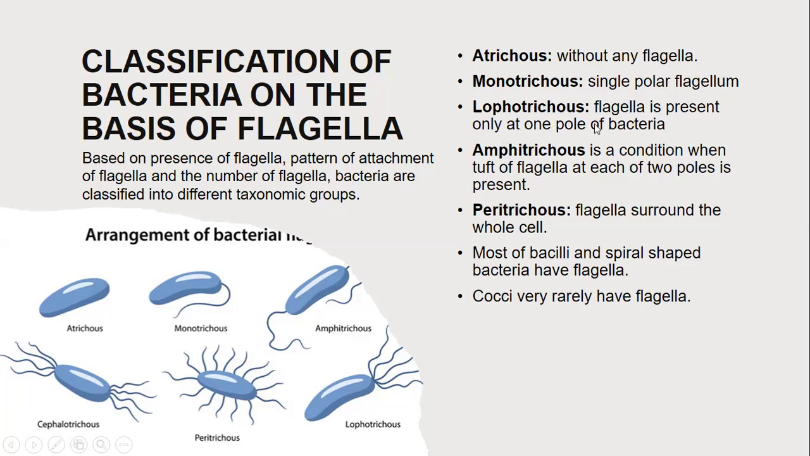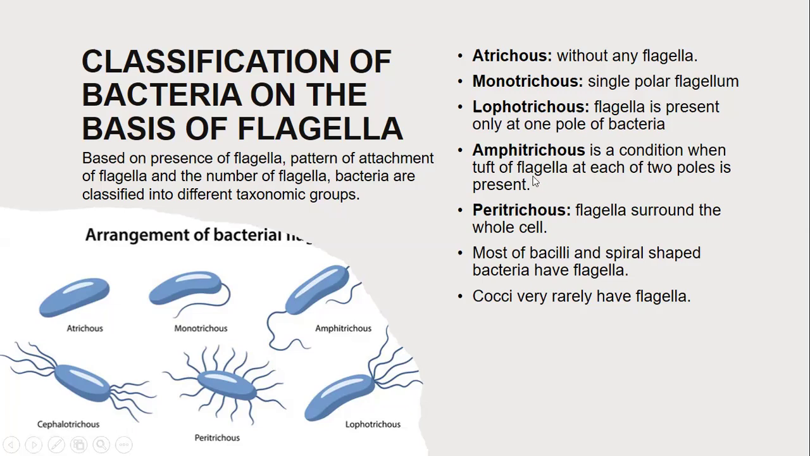Third is the Lophotrichous. When flagella are present only at one pole of the bacterium, that is known as Lophotrichous, as the terminology indicates. It is not present at a specific place, but depends upon the polarity of the bacteria.